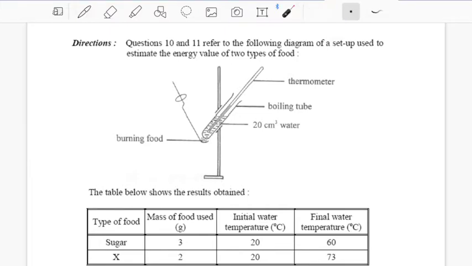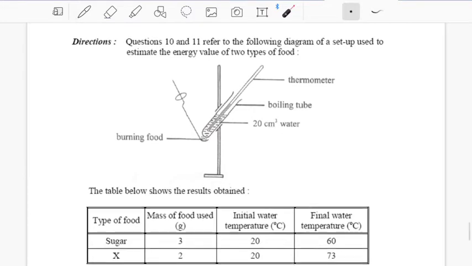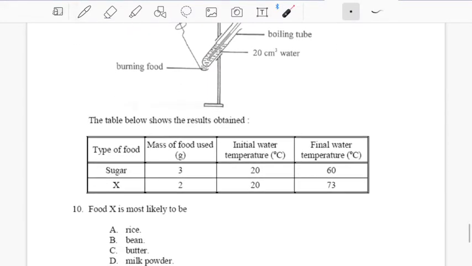So in this setup, the student is trying to burn the food inside the spoon and use the temperature change as a parameter to measure how much energy is given out. Okay, we've done similar experiments in previous years. Let's take a look at the result here.